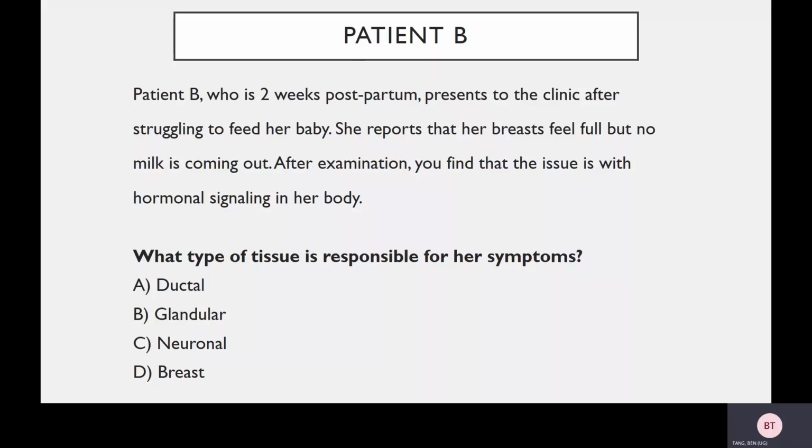If you haven't got the answer yet, just pause the video until you have a reasonable answer, then keep on going. The answer here should be C, neuronal. This is the reason why.